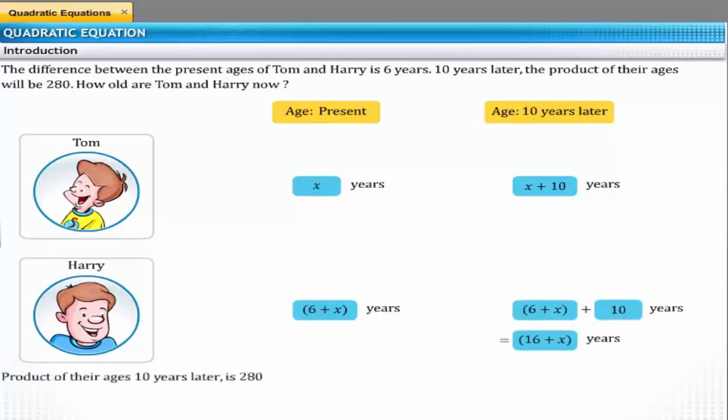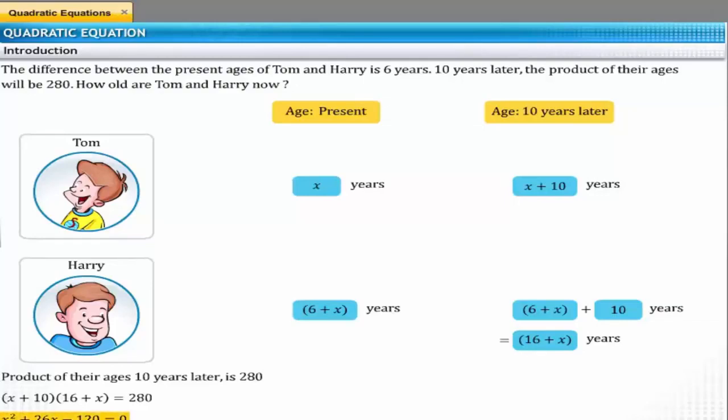Additionally, it is given that the product of their ages will equal 280. Thus, (x plus 10) times (16 plus x) is equal to 280. On solving the equation, you get x squared plus 26x minus 120 is equal to 0.